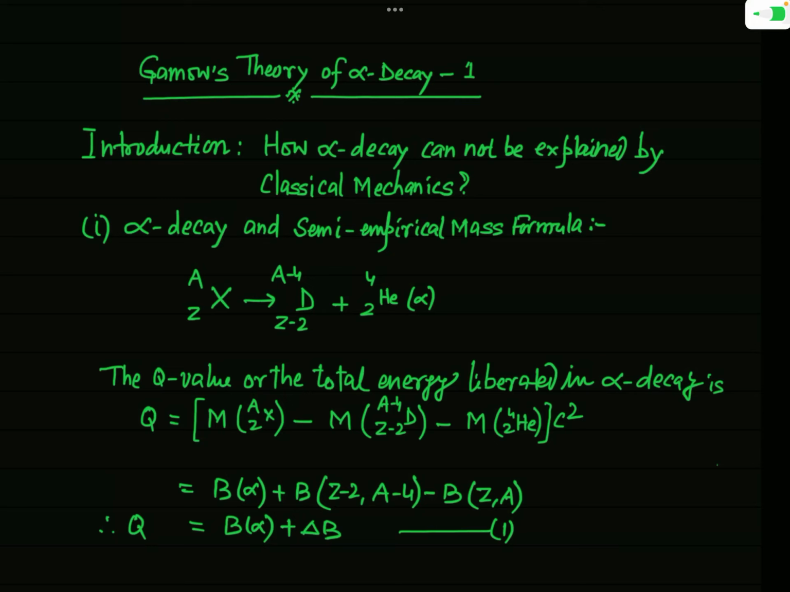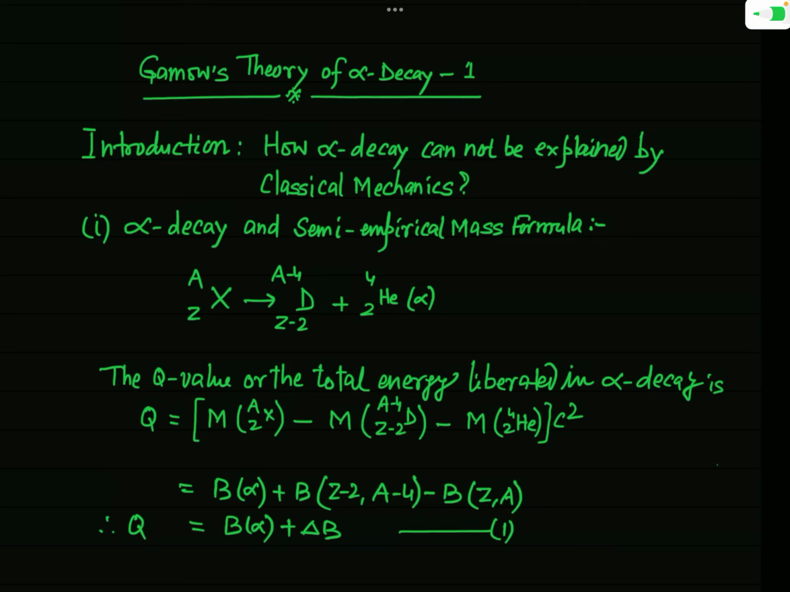It means we will mainly discuss how we can say that classical mechanics is unable to explain this process of alpha decay. Only this process can be explained in terms of quantum mechanics. In fact, by quantum mechanical theory, three scientists explained the alpha decay process.